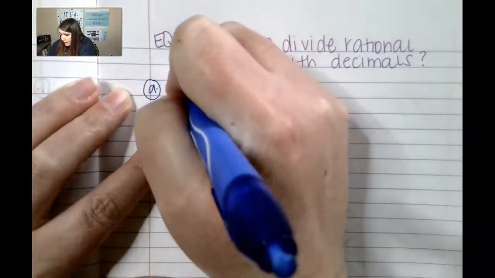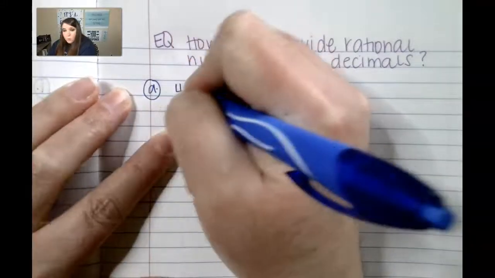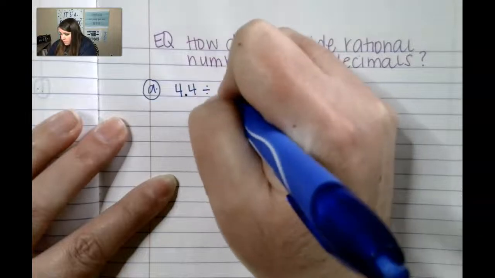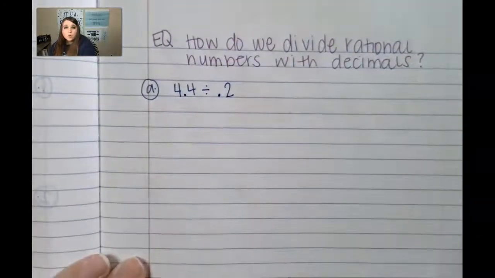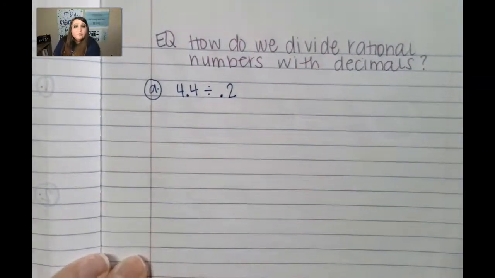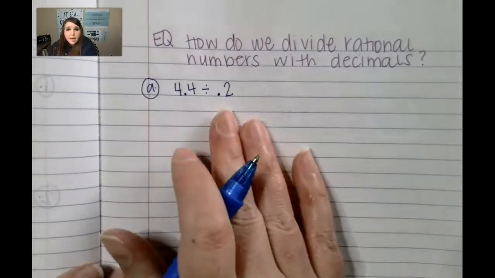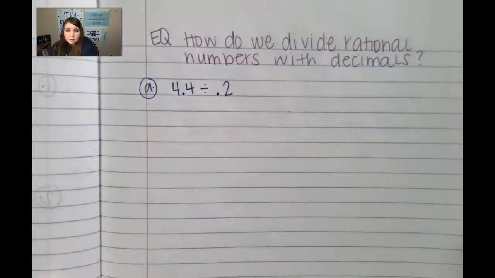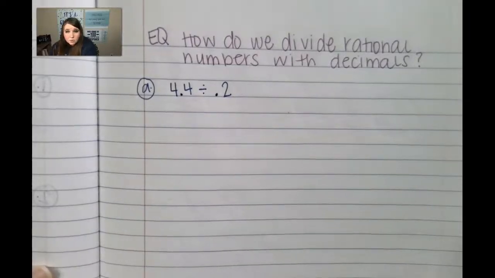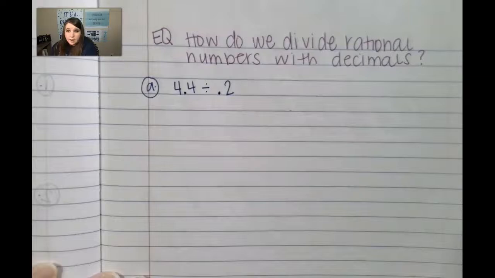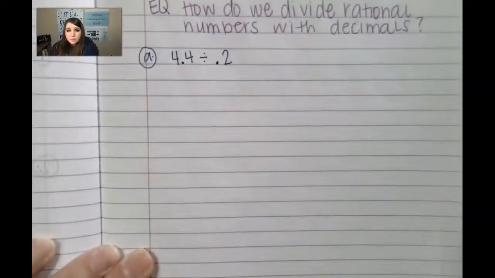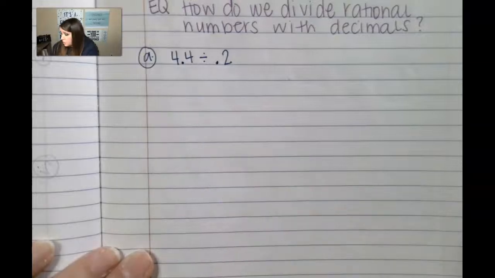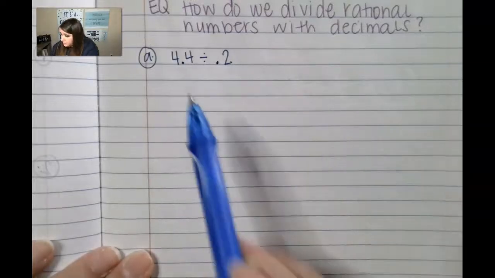Let's say that I have 4.4, or 4 and 4/10, and I want to divide that by 0.2, or 2/10. I could convert these to fractions and then do keep, change, flip, and multiply straight across. That option is still available to me. Or I can use this as a dividing decimals example. So I'm going to keep these as decimals, and I'm going to show you how to set this problem up.